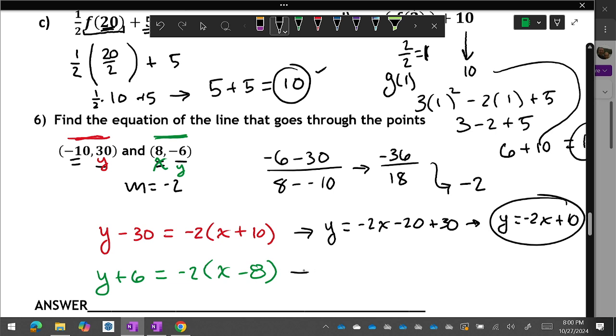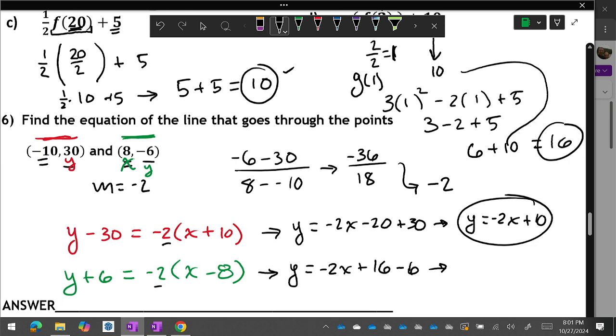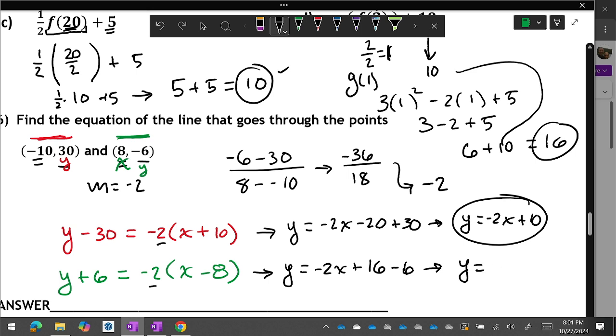And just for fun, if I was to do the same thing here, I'm going to subtract 6 from both sides. So this is going to be y is -2 times x plus, let's see, -2 times -8 is plus 16, and then subtract 6. So again, I'm distributing this -2 to both of the terms, and then I'm subtracting 6 in this case. But notice, what does this become? Right? It becomes exactly the same thing. Y is -2x, and then positive 16 minus 6 is positive 10.